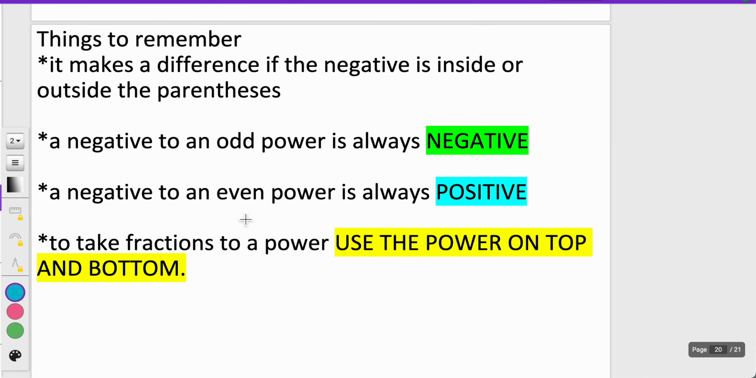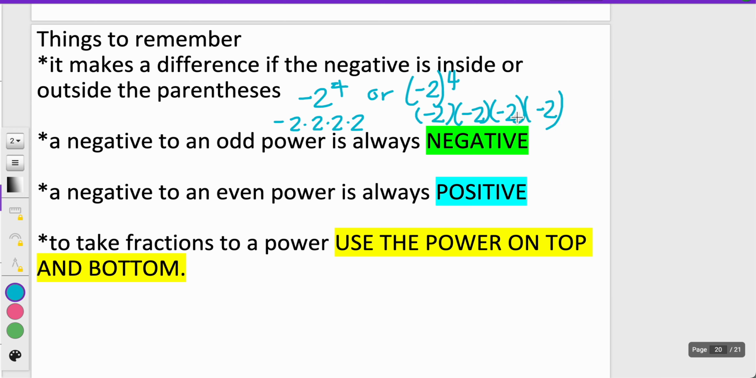Things to remember. It makes a difference if the negative is on the inside or the outside of parentheses. For instance, negative 2 to the fourth, or parentheses negative 2 to the fourth. Without the parentheses, the negative is only carried once, but with parentheses it carries throughout the entire problem, so it can change your positives or negatives. A negative to an odd power is always negative, but a negative to an even power is always positive. Like this one we see, this is an even power. Since I have 4 even powers, those are all going to group together and make a positive.